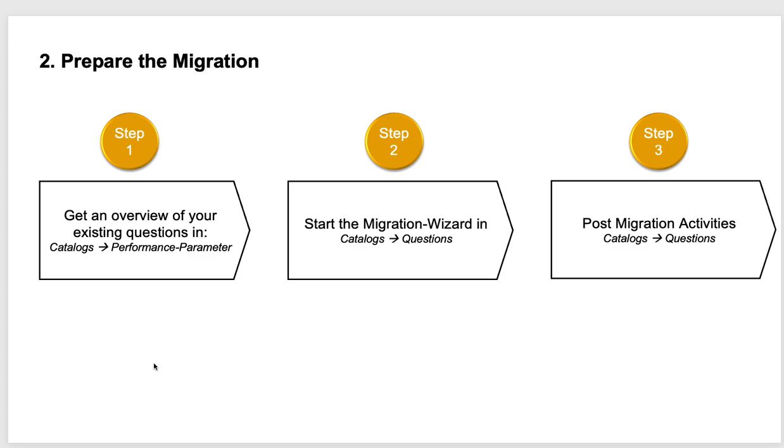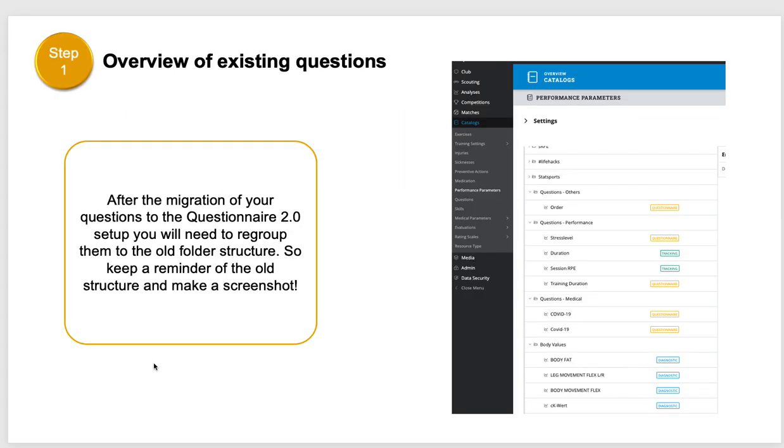That's why you have to decide and run the migration in 3 steps. First step, you need to get an overview of the existing questions. Second, you start the migration wizard, which we ship. And then last but not least, you do the post-migration activities. Step 1: overview of existing questions.